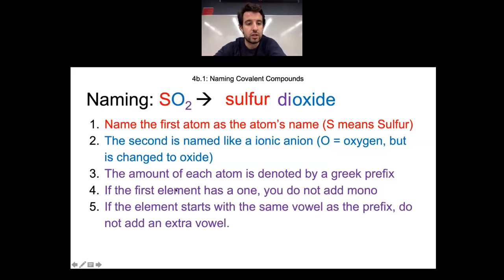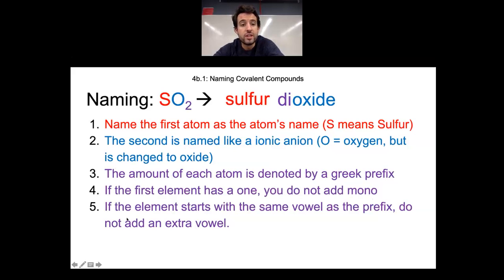And then the last rule is if an element starts with the same vowel as the prefix, you do not add an extra vowel. So instead of saying monooxide, if I had 1 oxygen, I would just say monoxide. Kind of like how you don't say carbon monooxide, you say carbon monoxide, if that makes sense.